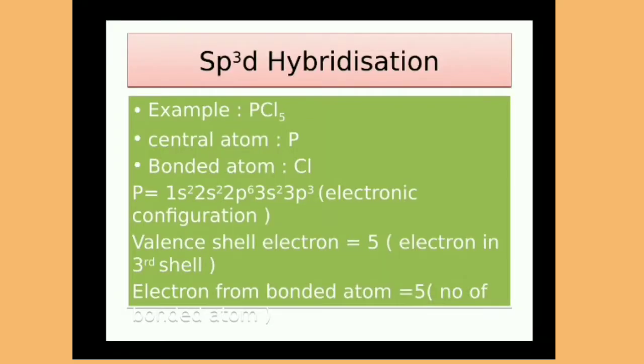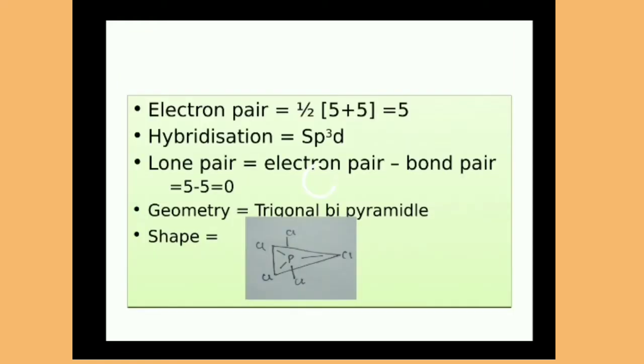Hi, in the previous video we discussed sp3d hybridization and its shape with zero lone pair of electrons. For the geometry of PCl5, we have discussed so far that its geometry is trigonal bipyramidal with 5 electron pairs and 0 lone pairs, and I have also shown you how to draw this.